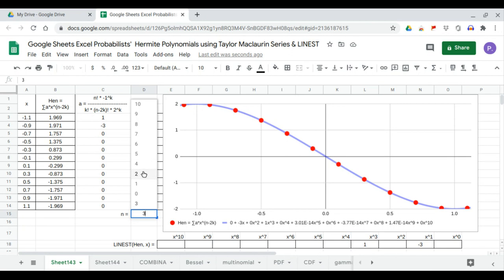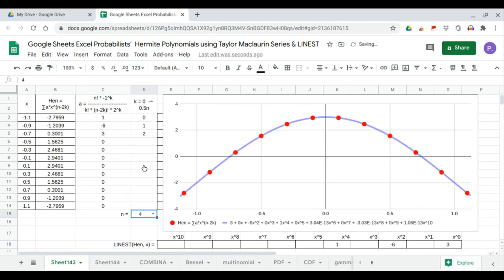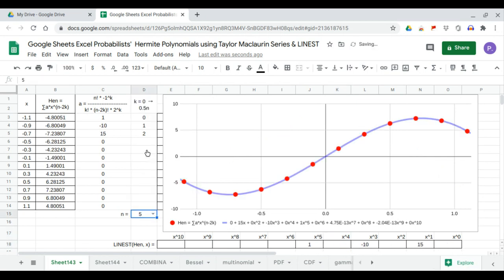N equals 4. Hermite polynomial y equals 3 minus 6x squared plus x to the fourth. At n equals 5, Hermite polynomial y equals 15x minus 10x cubed plus x to the fifth.